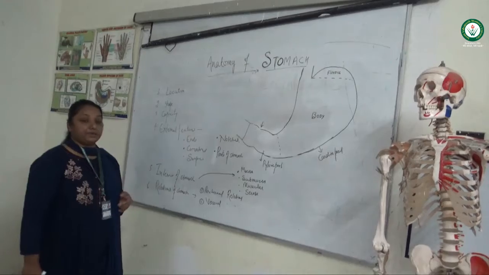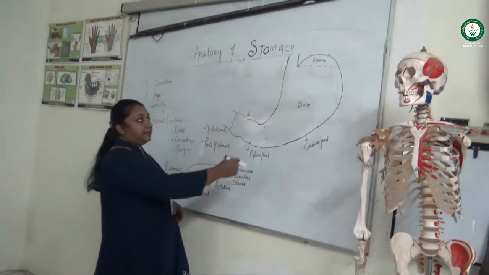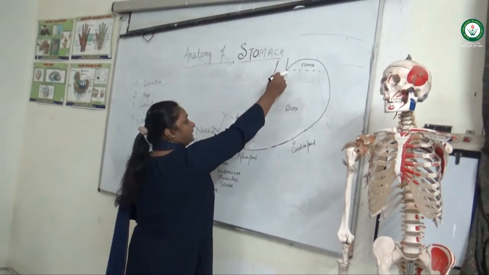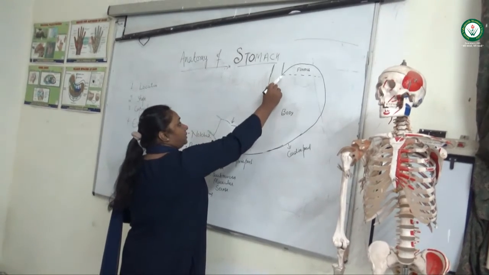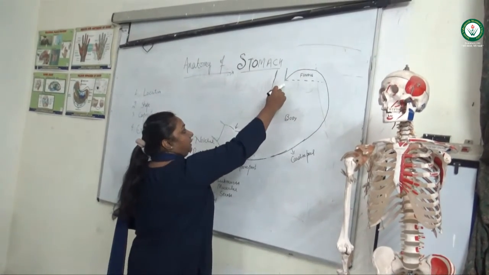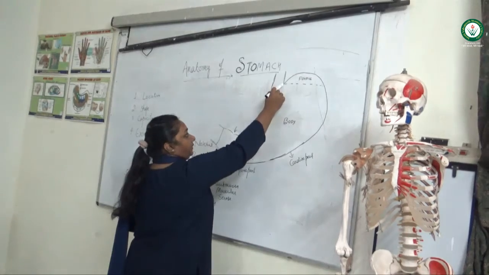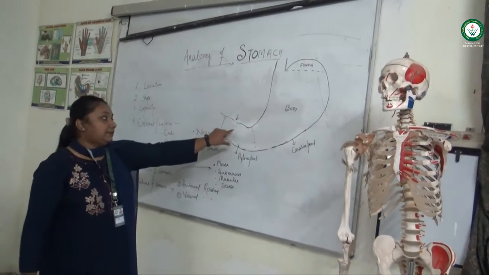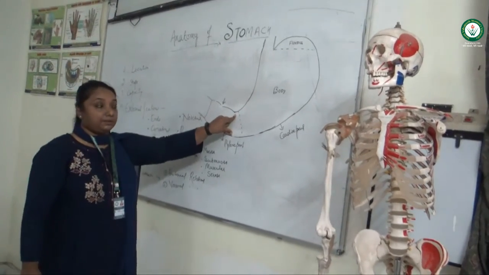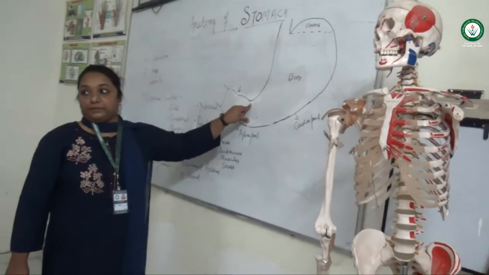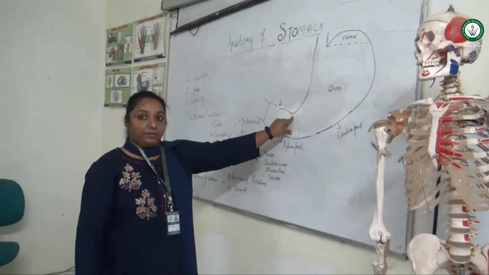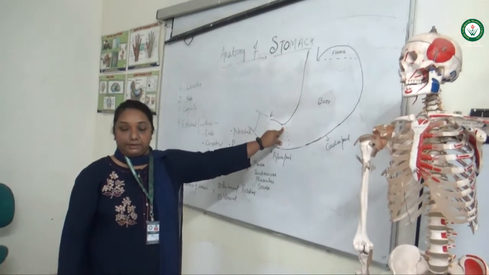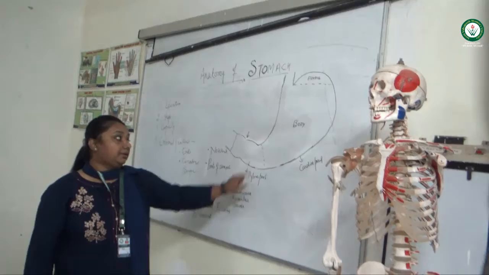Now we'll see the notches. So this is the cardiac notch. Through this cardiac notch, the greater curvature is separated from the esophagus. Here you can see the lesser curvature, and the most dependent part of the lesser curvature is called the incisura angularis. This is the notch.